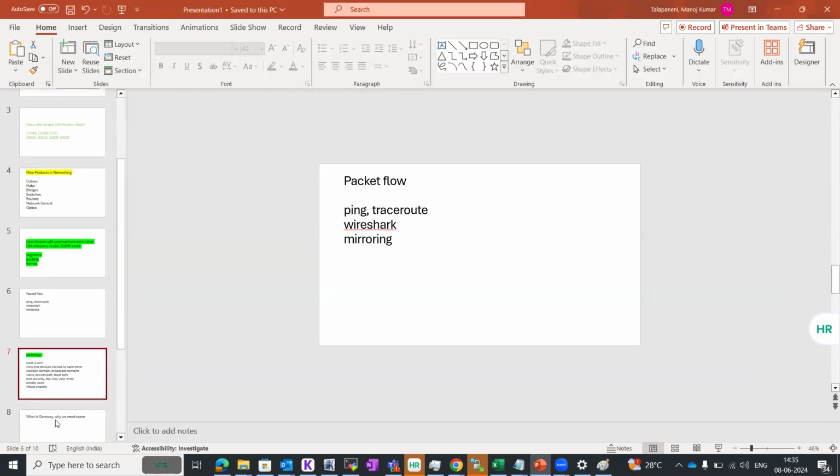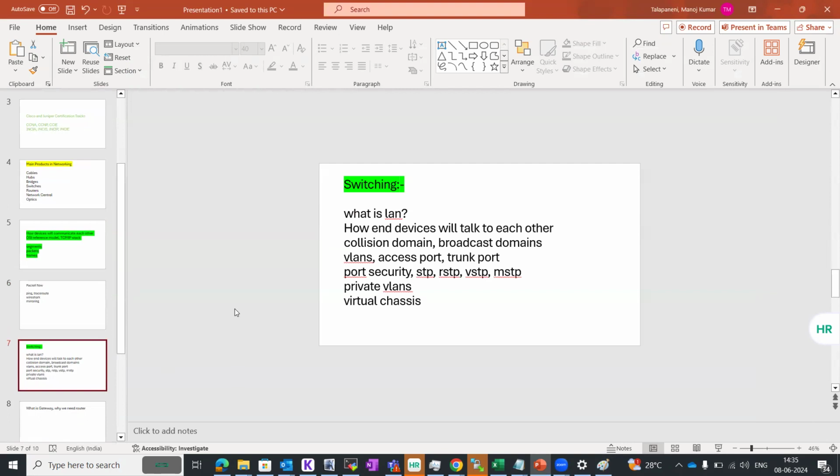Now, when it comes to the switching part, what is a LAN? For example, a LAN is nothing but 100 people sitting in the same room. At that time, whoever calls, the other person will respond. That is a local area network: within the room, within the switch, we can talk to each other. That is called a LAN. If you want to go out to another class, then we need one router. There we have to configure a gateway, okay?